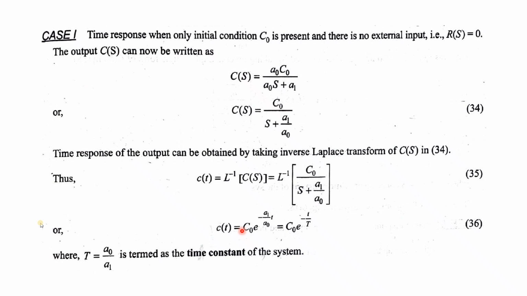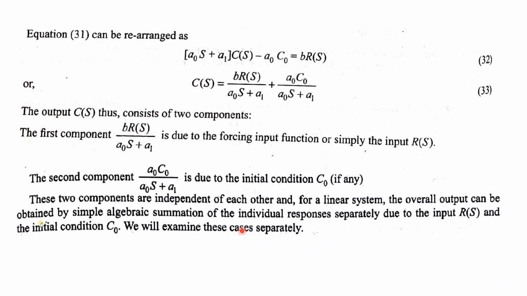Now we will examine the performance one by one. Suppose case 1. In case 1, the time response, we want to see how the output of the system is obtained. So let us see in case 1 the time response when the initial condition is present and there is no external input. That means I want to see the system when it is operating without input. Without input, that means a machine has been designed or a system has been modeled and you want to see the output without any input.